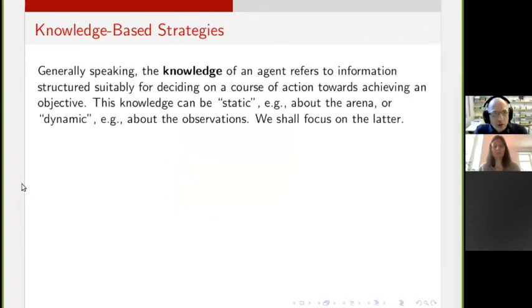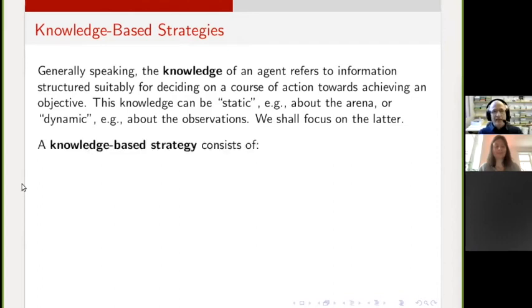So back to the concept of knowledge. As I said, the knowledge of the agent in general refers to information that is suitably structured to decide on a course of action. We could split this knowledge into so-called static knowledge, knowledge about the static aspects of the situation, for example, the map of the terrain or of the building. This is the static part. And then we have the dynamic aspect of knowledge. This is the knowledge about the current state of affairs. And I will focus on the second aspect here.